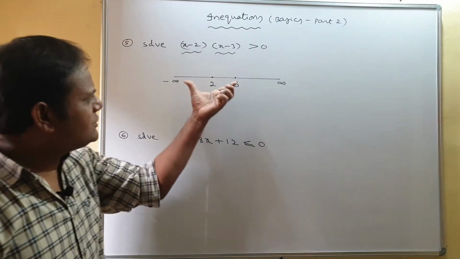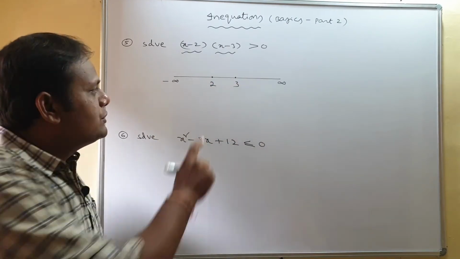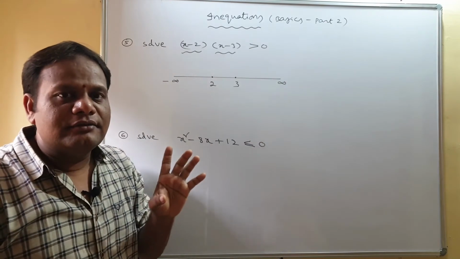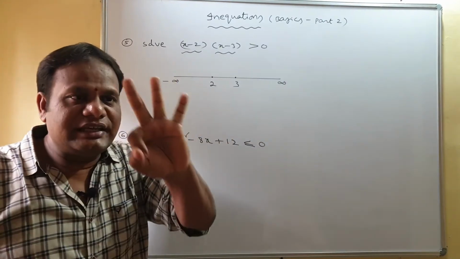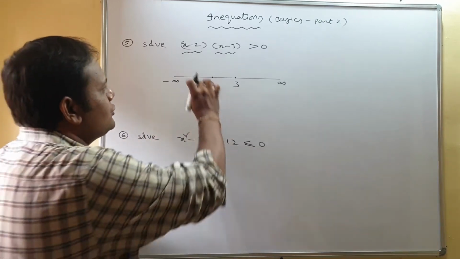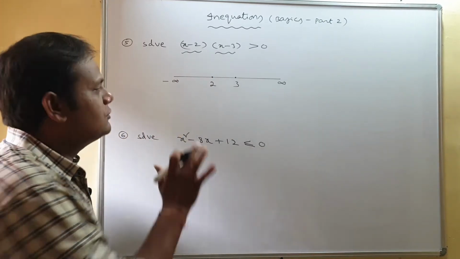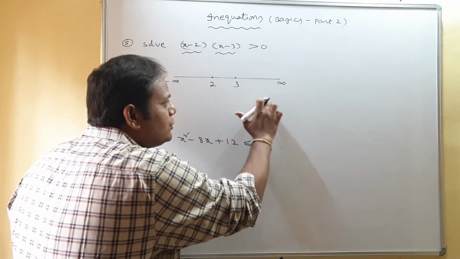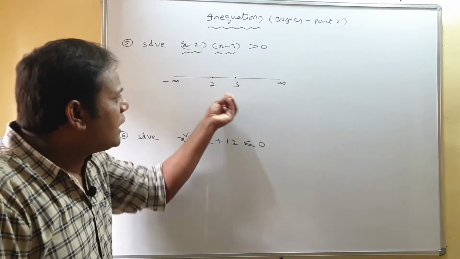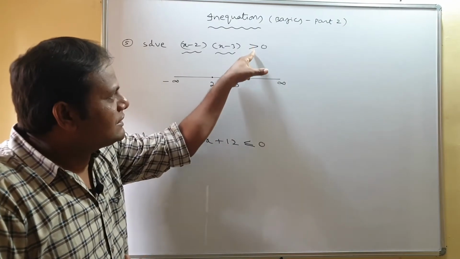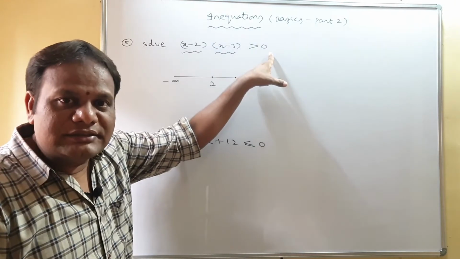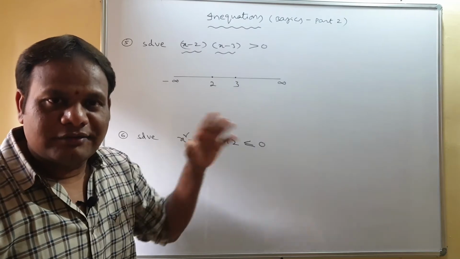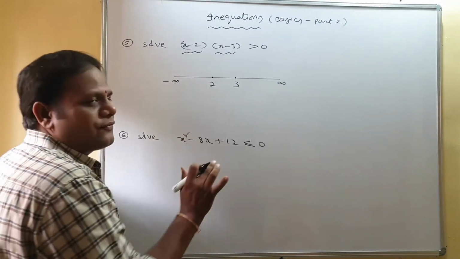Once you observe the real line, these 2 points divide the entire real line into 3 parts. Totally we have 3 intervals: minus infinity to 2, 2 to 3, and 3 to infinity. In what interval is this greater than 0? Means in what interval is it positive, you have to find. Listen carefully.